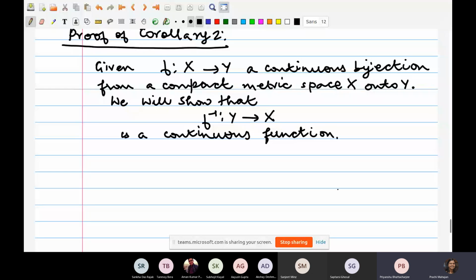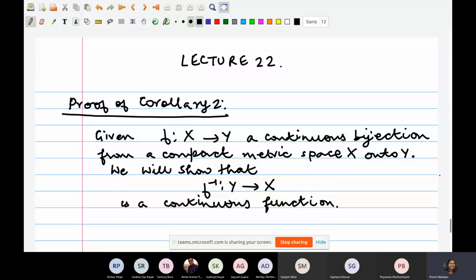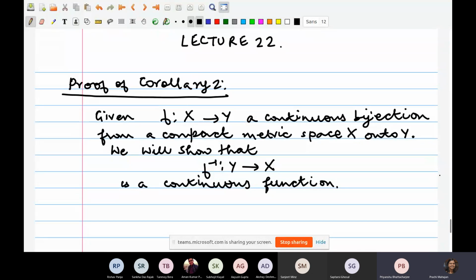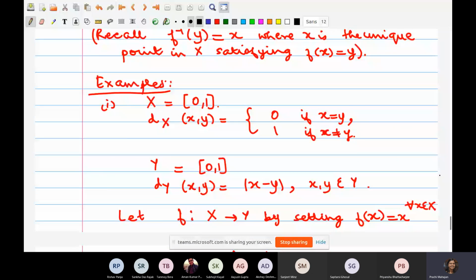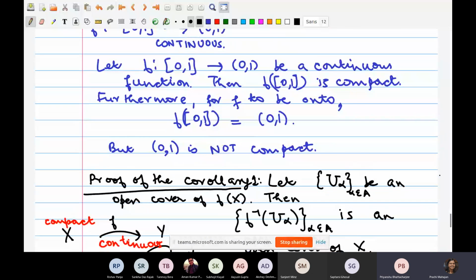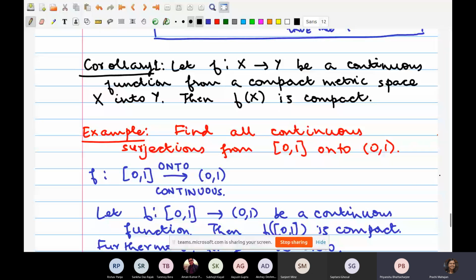Ma'am, I just have one doubt in this. Yeah, go ahead. Ma'am, for this entire corollary to hold, both X and Y, both these metric spaces have to be compact, or just X has to be compact? See, by assumption, only X is compact, but we already know that, right? Corollary one says, let's go back to the statement. Corollary one says that the continuous image of a compact set is always compact, right?